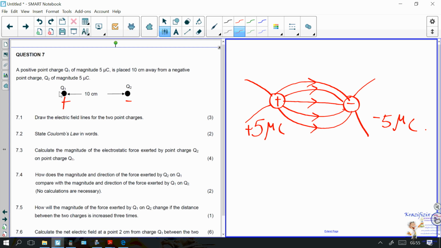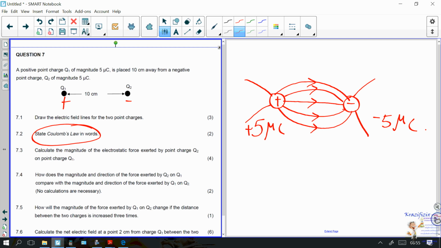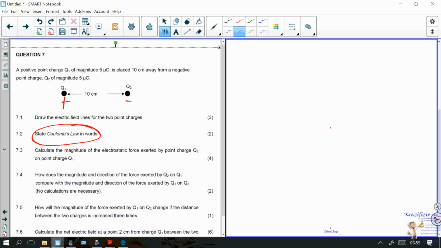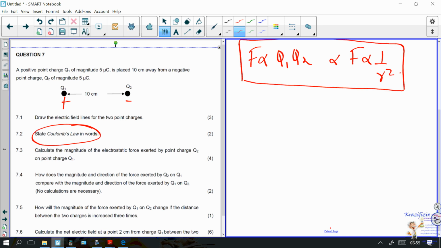State Coulomb's law. Please go back to our first video and you should be able to state Coulomb's law by now. The magnitude of the electrostatic force between 2 point charges is directly proportional to the product of the charges and inversely proportional to the square of the distance. Please go back to video number 1 and state. Calculate the magnitude of the electrostatic force exerted by Q2 on charge Q1.